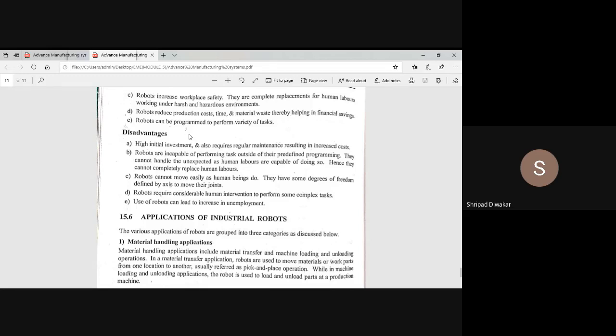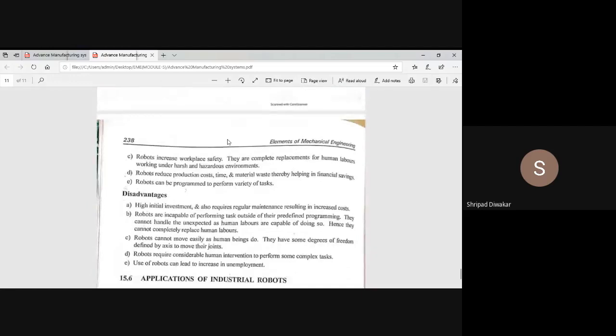Next, robots can reduce production cost, time, and material waste. It means we can move the part in a fraction of the time, so it reduces the time and the labor cost also, and hence material waste is also reduced. Robots can be programmed to perform a variety of tasks. You can perform any task. As I said, we can do loading and unloading, machining operations, inspection, and assembly. But programs are required to perform the variety of tasks. These are the advantages.